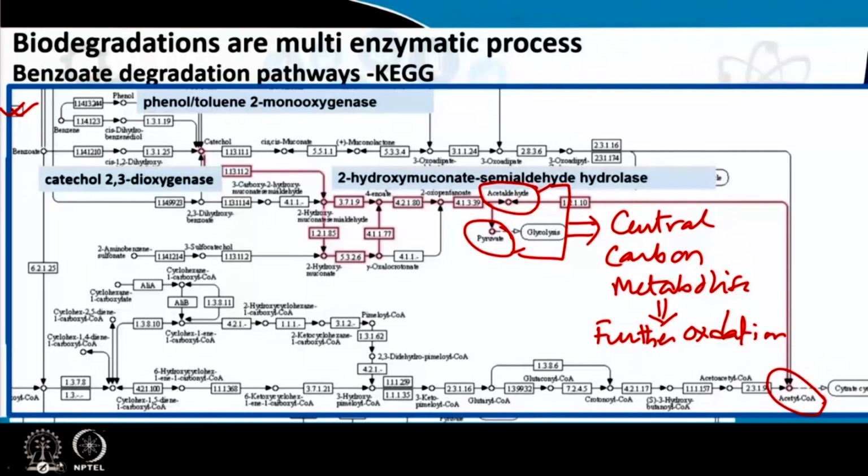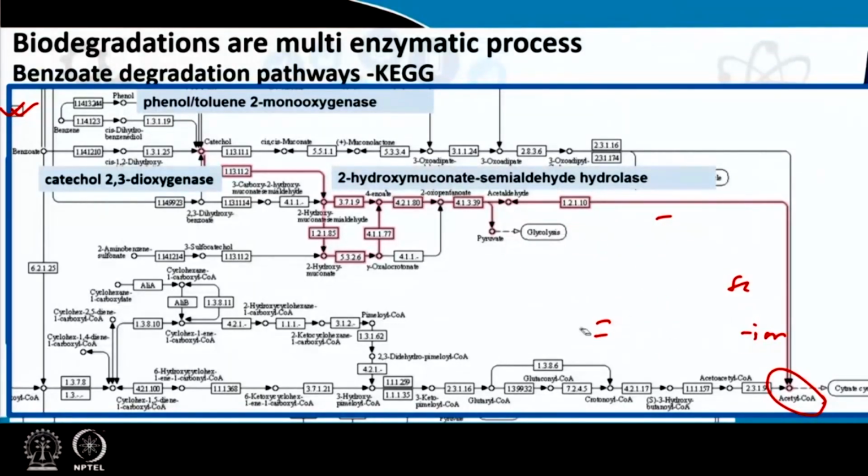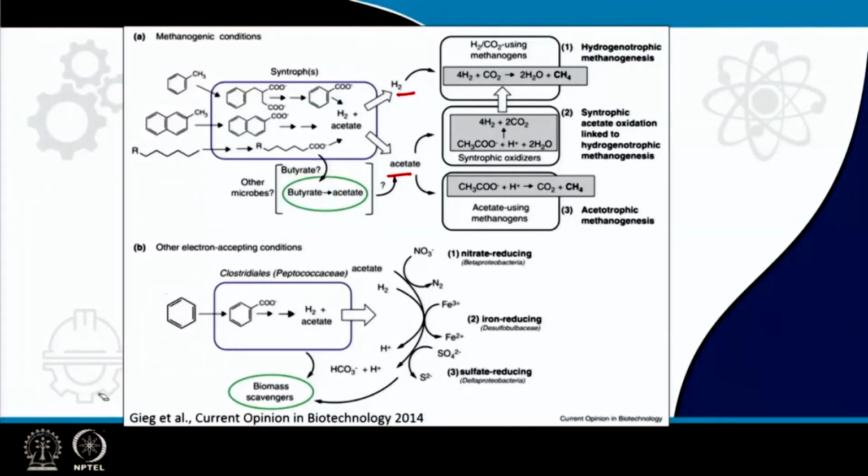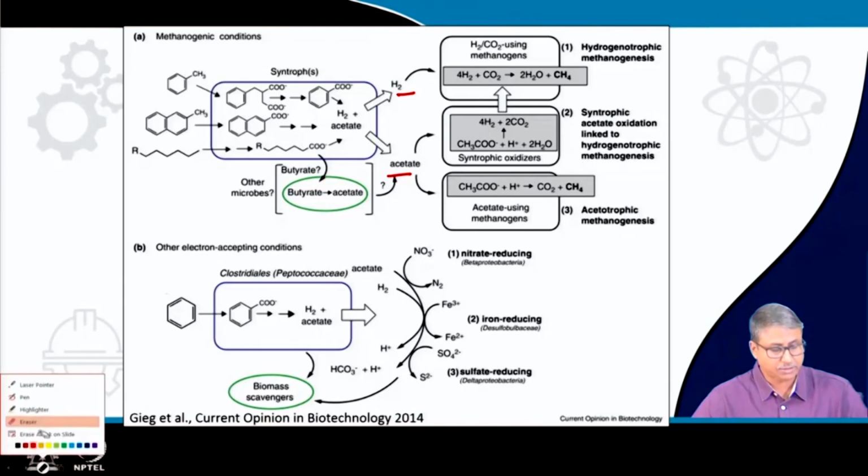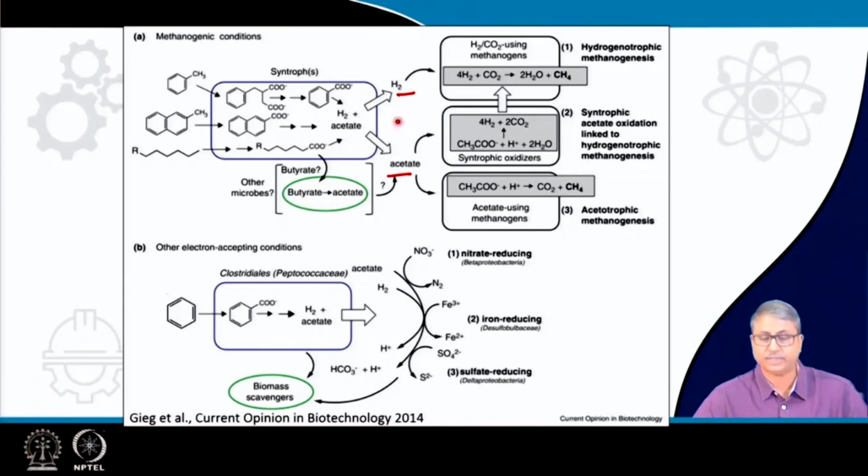In this case we have already noticed that acetaldehyde and acetate are all being produced. So, if oxygen or terminal electron acceptors are not available, then this pyruvic acid and this acetaldehyde will straightaway go towards fermentation, and following the fermentation they will produce the hydrogen and acetate that will be used by the methanogens.